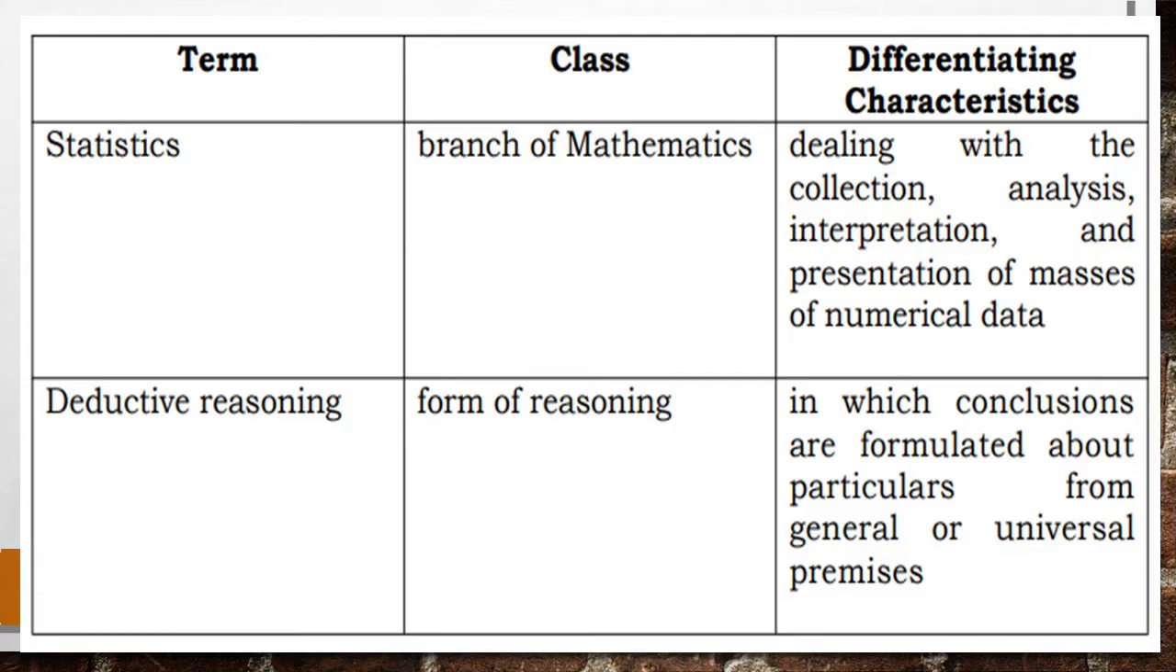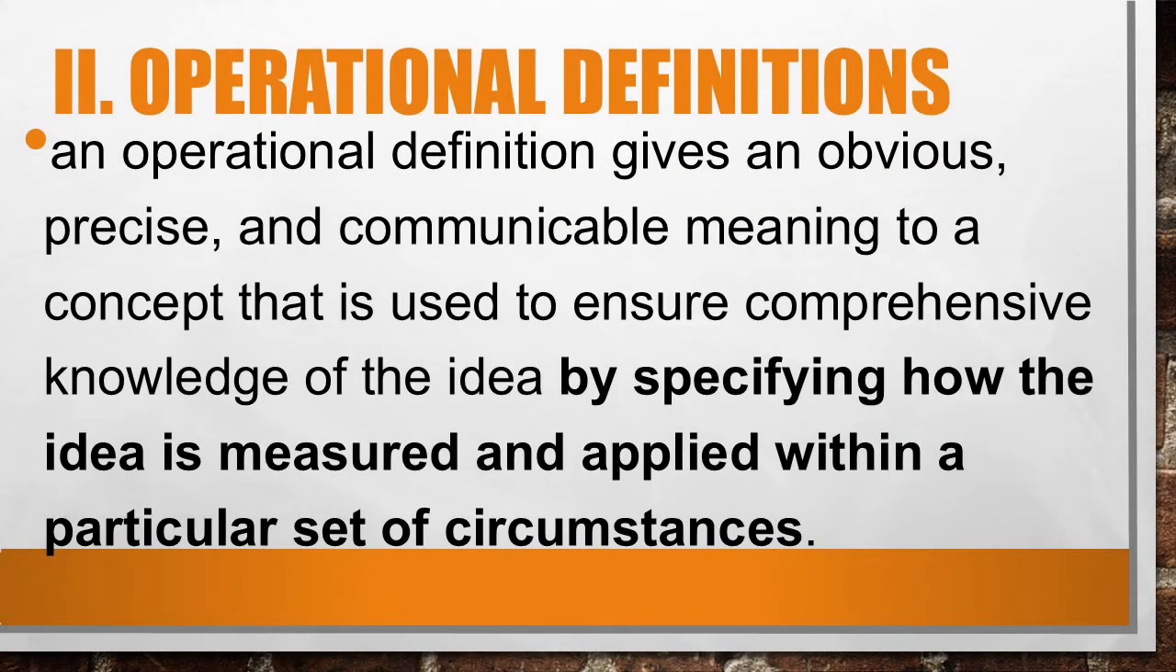Another one, we have deductive reasoning for the term, and its class is form of reasoning. Then the differentiating characteristics: in which conclusions are formulated about particulars from general or universal premises. So this is how you'll write a technical definition in a research paper. And now we're done with the technical definition.